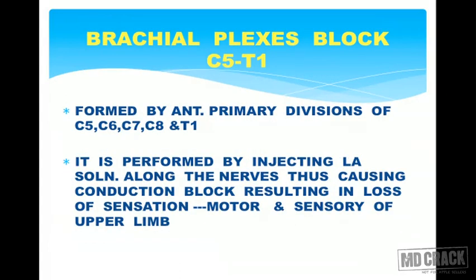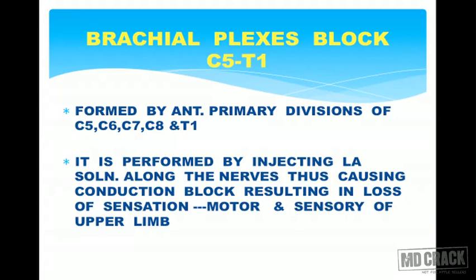Now, just as I said before, I am going to talk about one form of conduction block, that is brachial plexus block, in detail. I am going to talk in detail about which nerve roots it supplies, how you block it, what the various approaches are, and what drugs are used to block this particular plexus. It will be a long session. Please try and understand and concentrate.